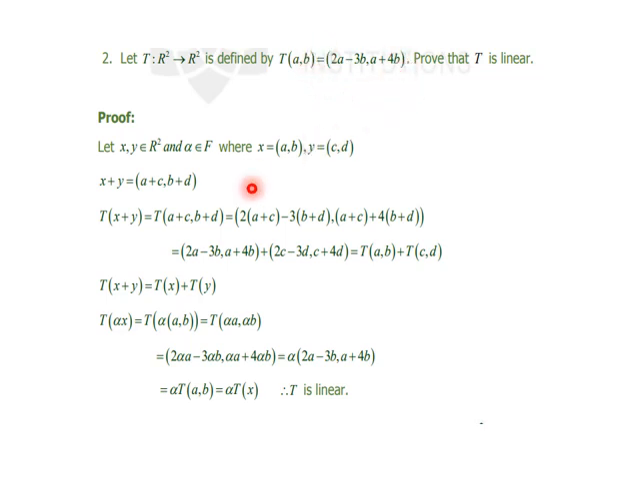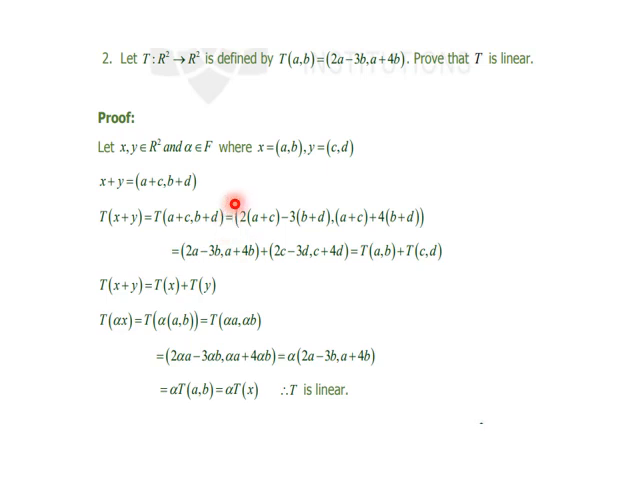Now let us consider x as a, b and y as c, d. Let us find x plus y and then we will apply T. So when I apply T on x plus y, what happens? Remember this correctly. It is 2 times the first, a plus c, minus 3 times the second, b plus d, comma first component plus 4 times the second component, 4 times b plus d. Now expand it and collect it properly so that you are able to get it this way.